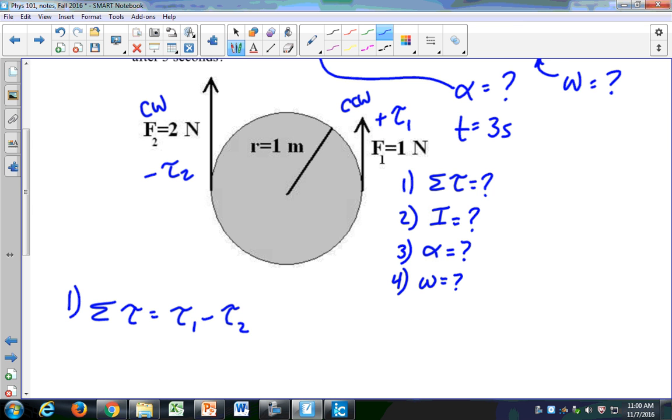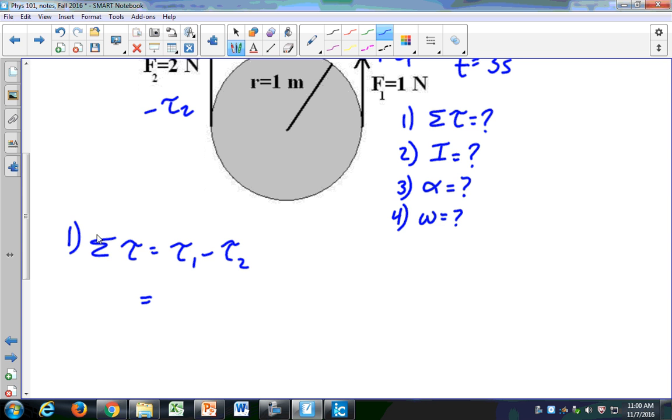Now, the moment of inertia, excuse me, not the moment of inertia, the moment arm, remember that's the distance from the axis of rotation to where the force is applied. In both of these cases, it's 1 meter. That may or may not be the case for your device, whatever it is that you encounter on the test. It'll be something similar to this, but it could be a cylinder, it could be a bar that could have different forces applied at different distances.